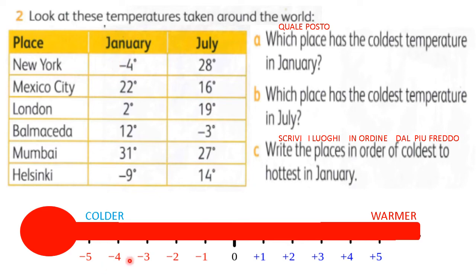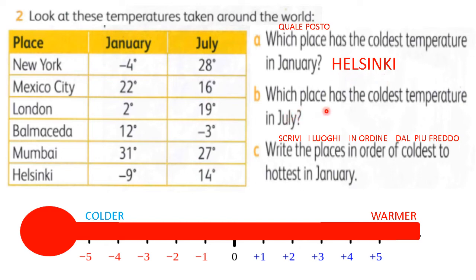Here we have -4, and -9 would be colder because we've got -4, -5, -6, -7, -8, -9. So Helsinki is colder than New York, and it is the coldest temperature in January.